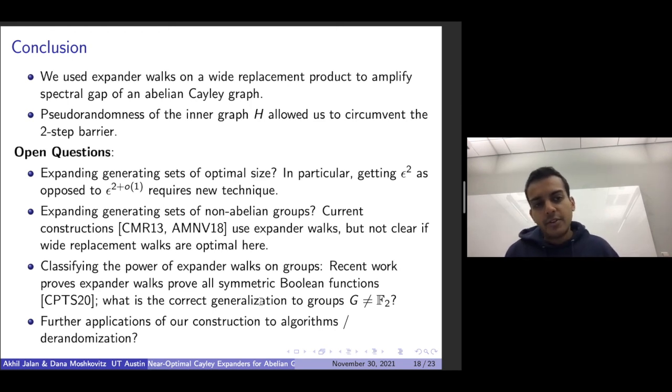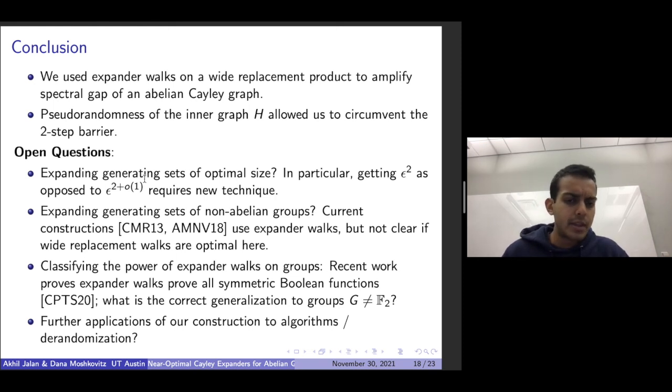So now we have a construction of expanding generating sets for Abelian groups, and it raises some natural open questions. First of all, can you improve the support size of our construction? So in particular, we know that to get epsilon squared as opposed to this almost epsilon squared, we need a new technique. Expander walks won't work and they'll unavoidably pick up this extra factor. Can you get expanding generating sets for non-Abelian groups? So current constructions are quite poor with respect to parameters, and they actually also use expander walks. And so it's plausible that the same kind of expander walks algorithms could be used in that setting as well to amplify bias.